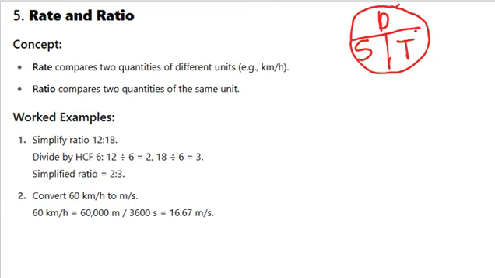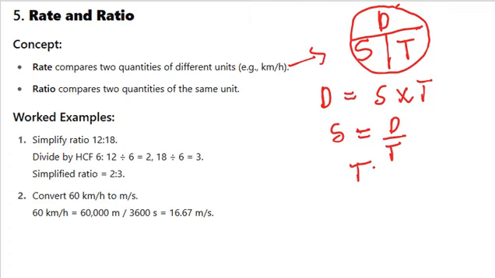From this image you can work out different formulas. For example, d is equal to speed times time, that is d equals s times t. Speed equals distance over time, and time is distance over speed. So these formulas all come from this diagram.